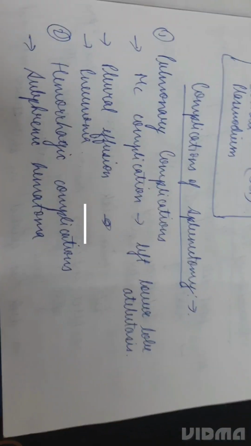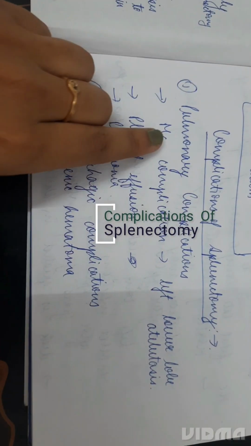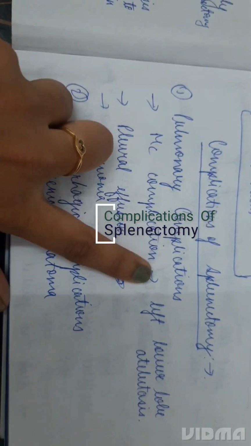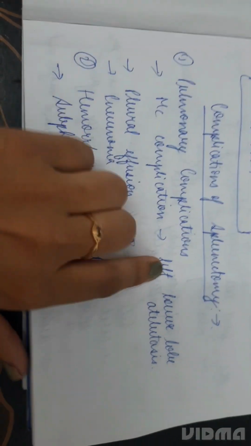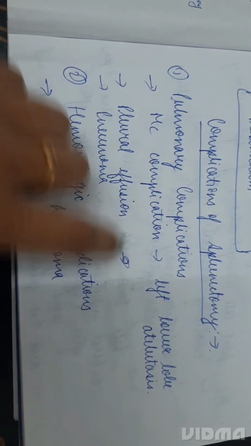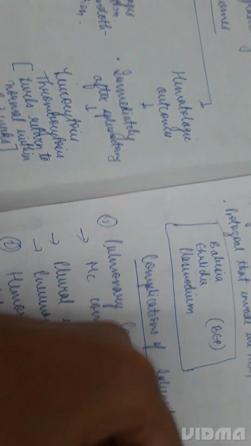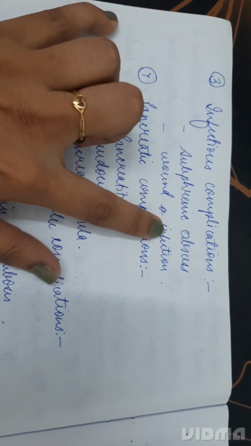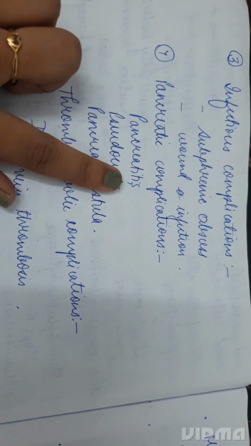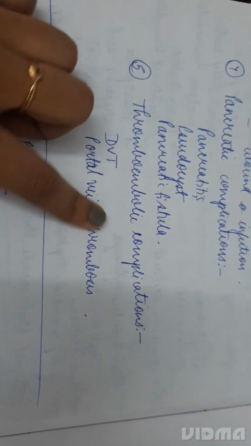So what are the complications of splenectomy? The pulmonary complications: the most common is left lower lobe atelectasis, pleural effusion, and pneumonia. Hemorrhagic complications include subphrenic hematoma. Infectious complications include subphrenic abscess and wound infection. Pancreatic complications include pancreatitis, pseudocyst, and pancreatic fistula. Thromboembolic complications include DVT and portal vein thrombosis.